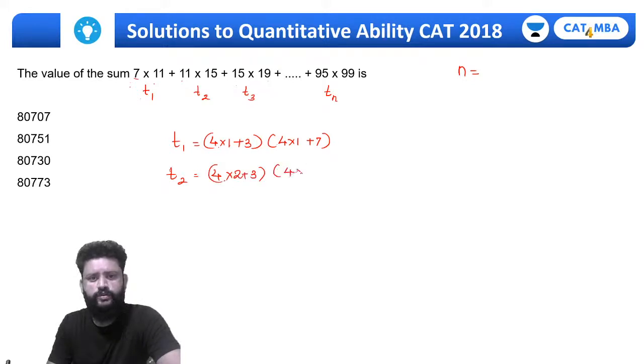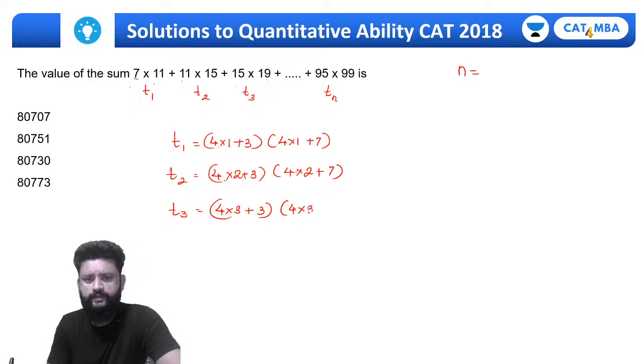This is 4 into 2, that is 8 plus 7. That comes out to be the second term. Same way, the third term, I can write this as 4 into 3 plus 3, and this is 4 into 3 plus 7. So this constant is plus 7, plus 7, and here plus 3, plus 3.